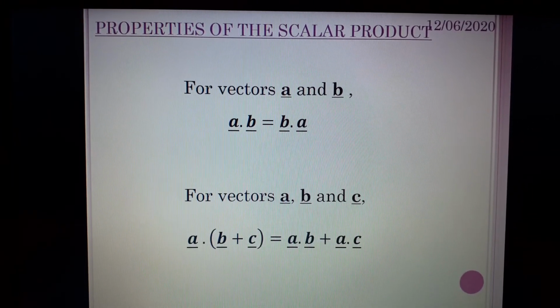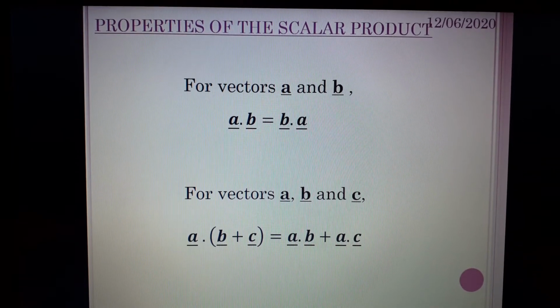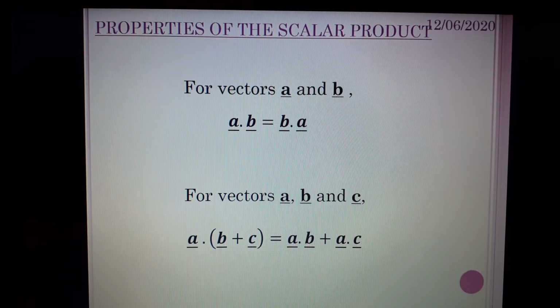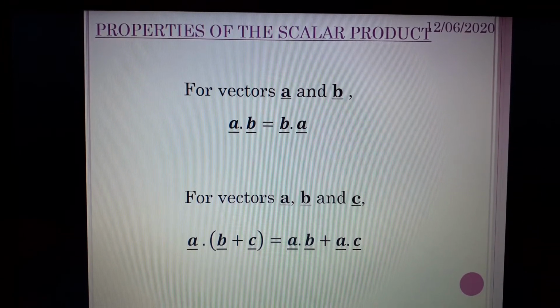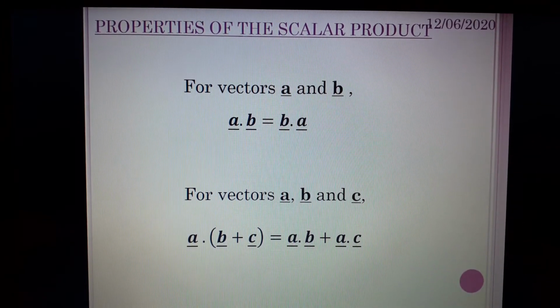If we have three vectors, then A dot bracket B plus C is the same kind of thing as when you multiply out your brackets, but the scalar product is still there in the answer. So A dot B plus A dot C.